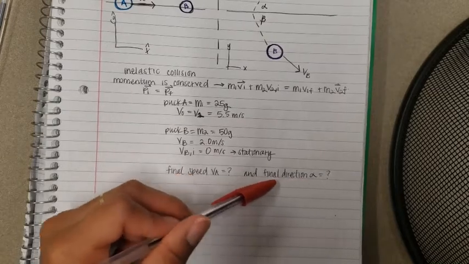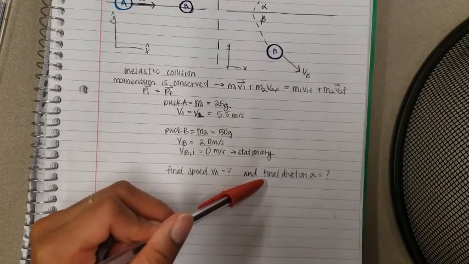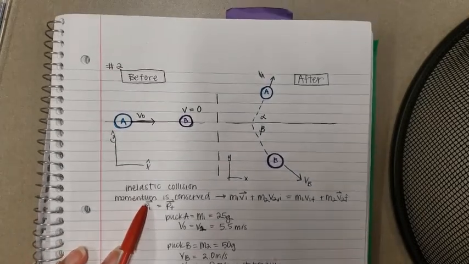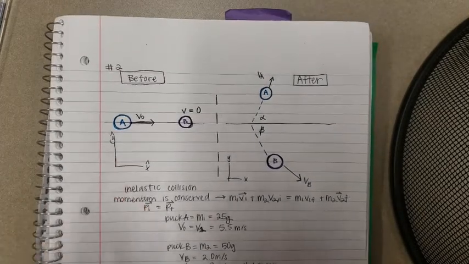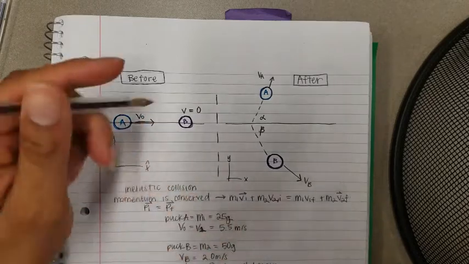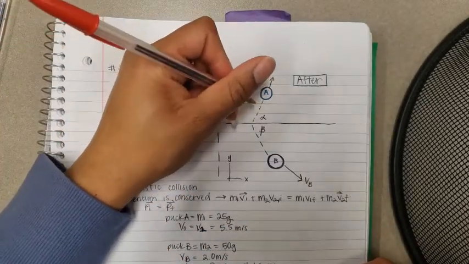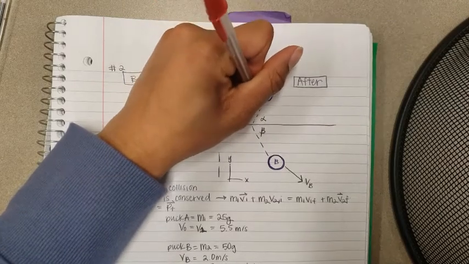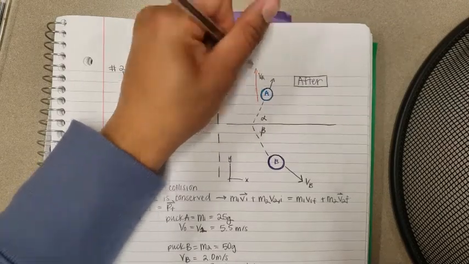However, we first have to take into account that this is a 2D collision, so motion is happening on both the vertical and horizontal axes. And so for this reason, we're going to split up each puck into the X and Y components.